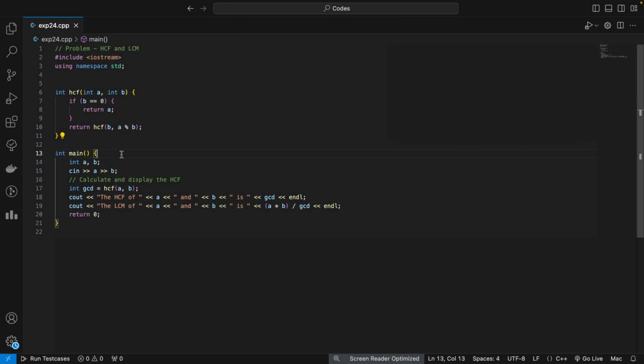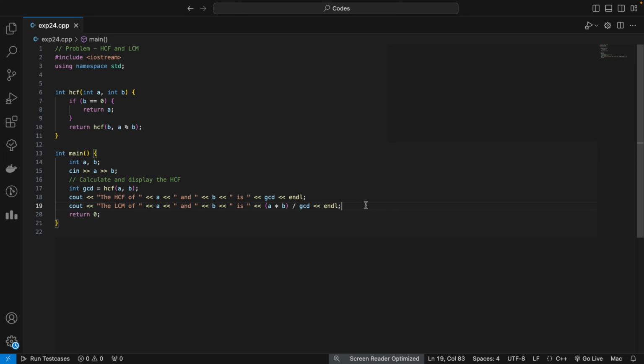Here I have declared two variables, int A comma B, and I am taking both the numbers as input from the user, and I'm just calling the function. So GCD equal to HCF of A comma B, right? And as we know, LCM is what? There is a formula, that A into B, the multiplication of both the numbers, is equal to the multiplication of GCD into LCM. So if you want to calculate the LCM, you can multiply both the numbers and divide that by the GCD.